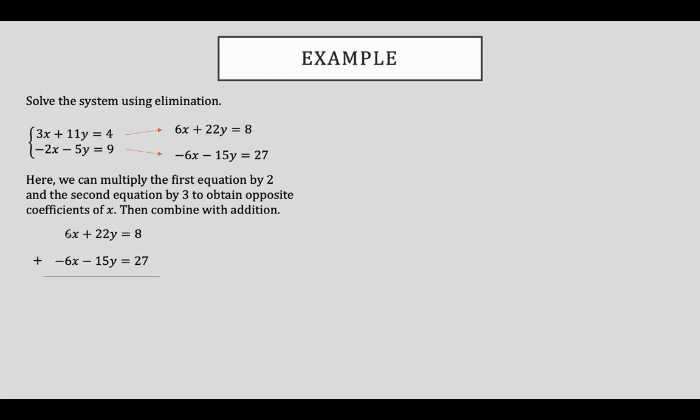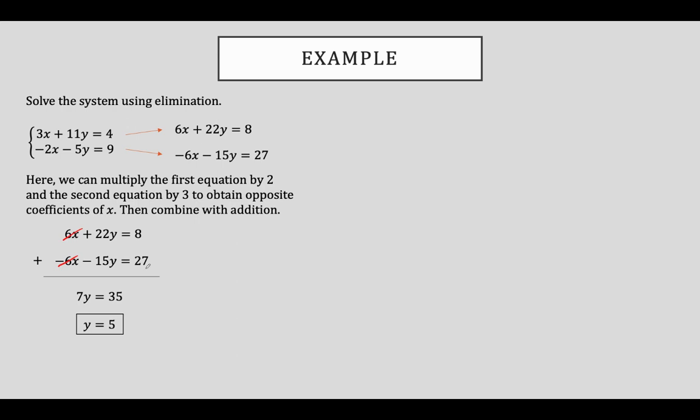6x plus a negative 6x, well, those are going to add to 0. 22y plus a negative 15y, that's 22y minus 15y, leaves us with 7y. And we have 8 plus 27 gives us 35. 7y is equal to 35. When I divide both sides by 7, we end up with y is equal to 5.